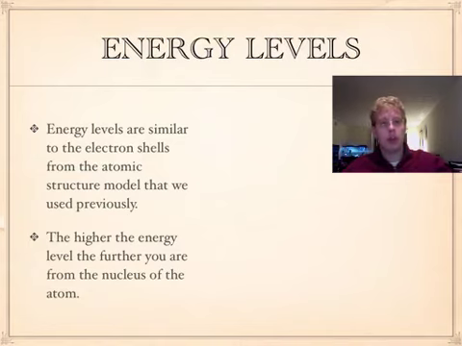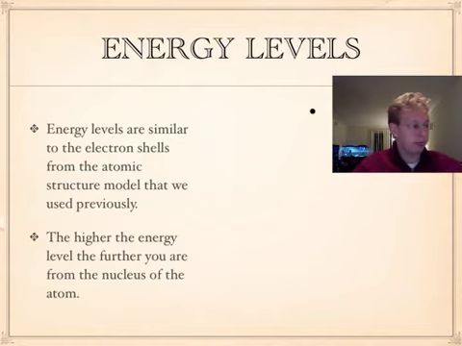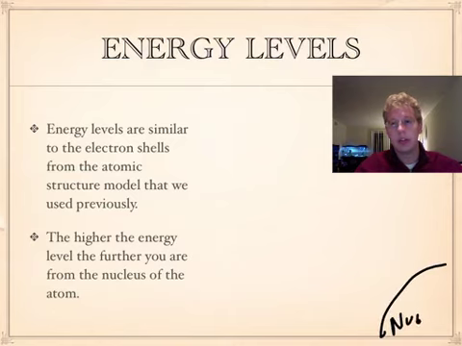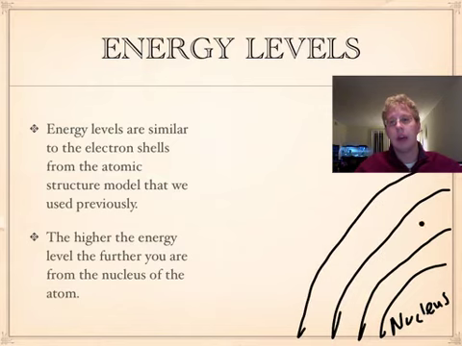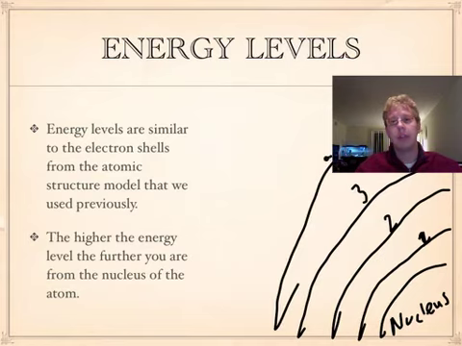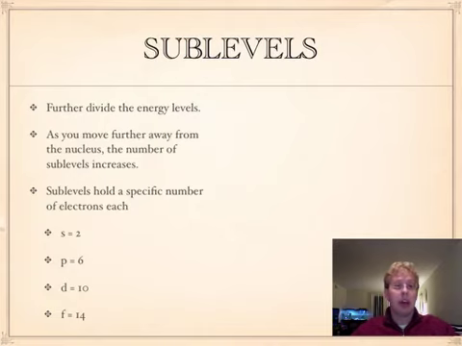So if I were to draw a picture here in the corner, and this is our nucleus, okay. As we move out from the nucleus of the atom, our energy level is going to increase. So here we have 1, 2, 3, and you can have up to 7. So here's 4. Within the given energy level, there's further division, and these are referred to as sublevels.